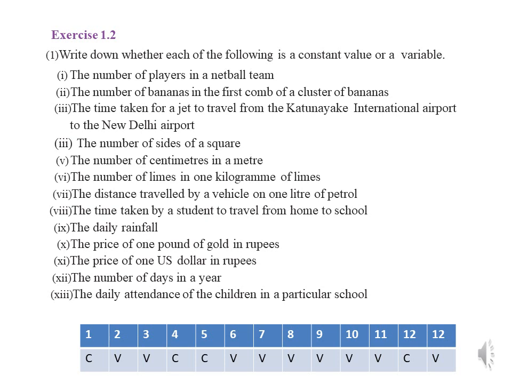The daily rainfall, also variable. The price of 1 pound of gold in rupees is also variable. The price of the US dollar in rupees is also variable. The number of days in a year, this is a constant value. The daily attendance of the children in a particular school, this is variable. Okay, now you understood variables better.